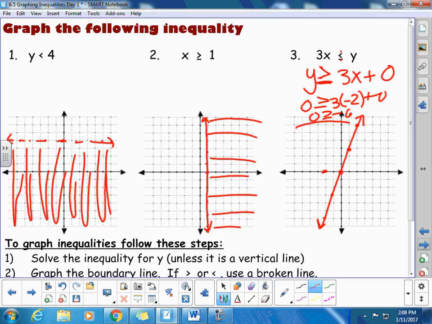So it's all of this. Or I could have just looked and seen that it says y is greater than or equal to my line, so I know I shade above the line. Again, if it's the roof of my house, it goes above the roof, so that would be where it would be shaded.